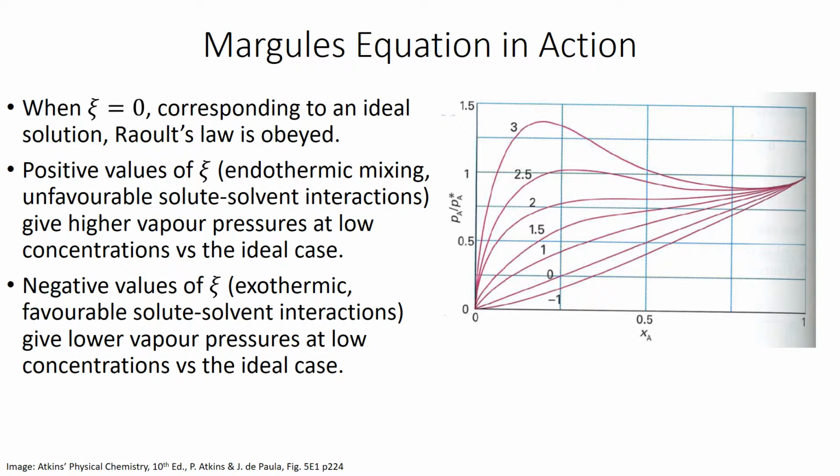For negative values of eta, you get an exothermic mixing, or favorable solute-solvent interactions. And it gives lower vapor pressures at low concentrations versus the ideal case. And you can see there's one case written down there where eta is equal to -1.